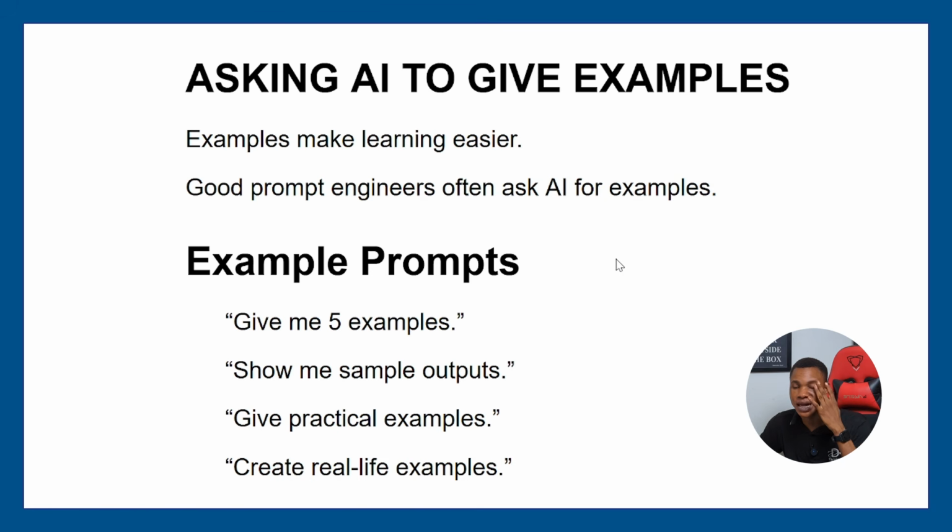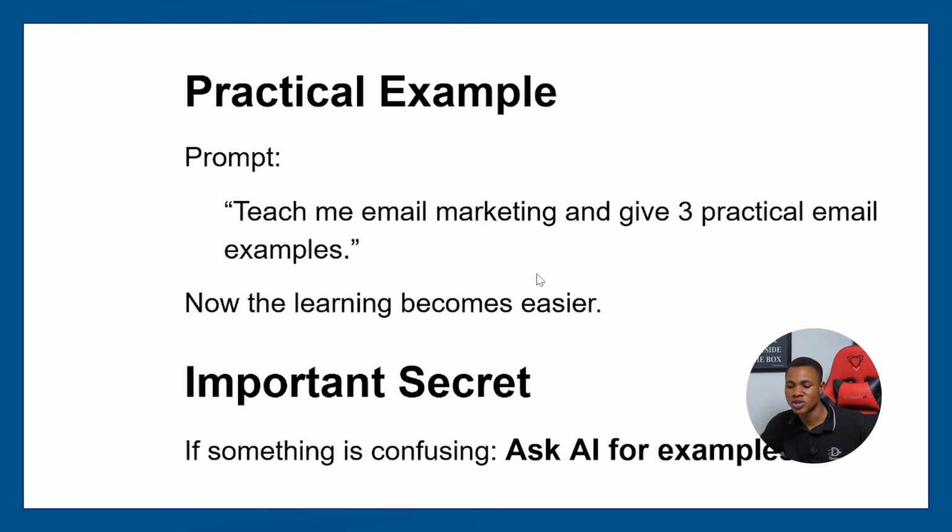Asking AI to give examples, is that okay? Now, asking AI to also give examples also helps. Beyond you giving AI an example, you can also tell AI to give you examples. It is very good. Give me 5 examples of something. Like show me sample output, give practical examples, create real-time results. Now from these examples, you can do a follow-up chat to tell the AI, write me a piece based on these examples. I hope you understand what I'm trying to say. So beyond you giving AI examples, AI can also give you examples. So teach me email marketing and give 3 practical email examples. Is that okay? You can see it.